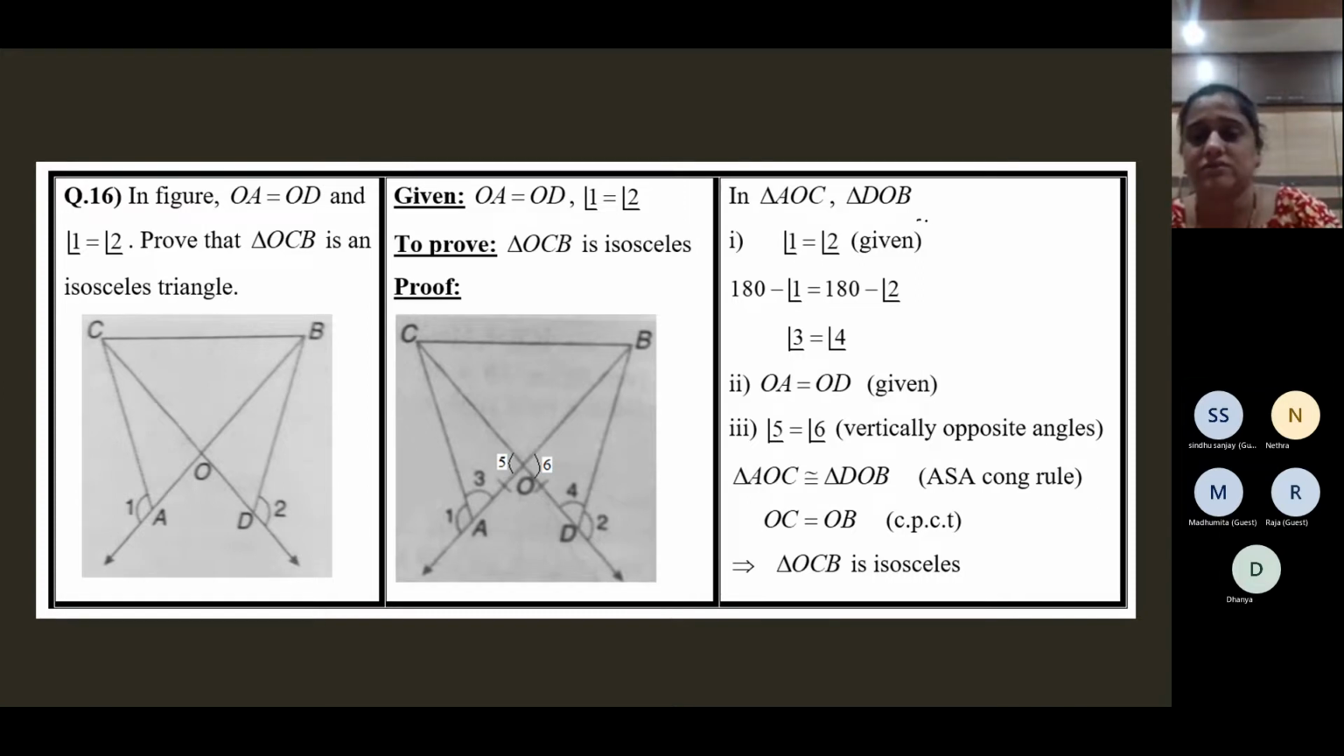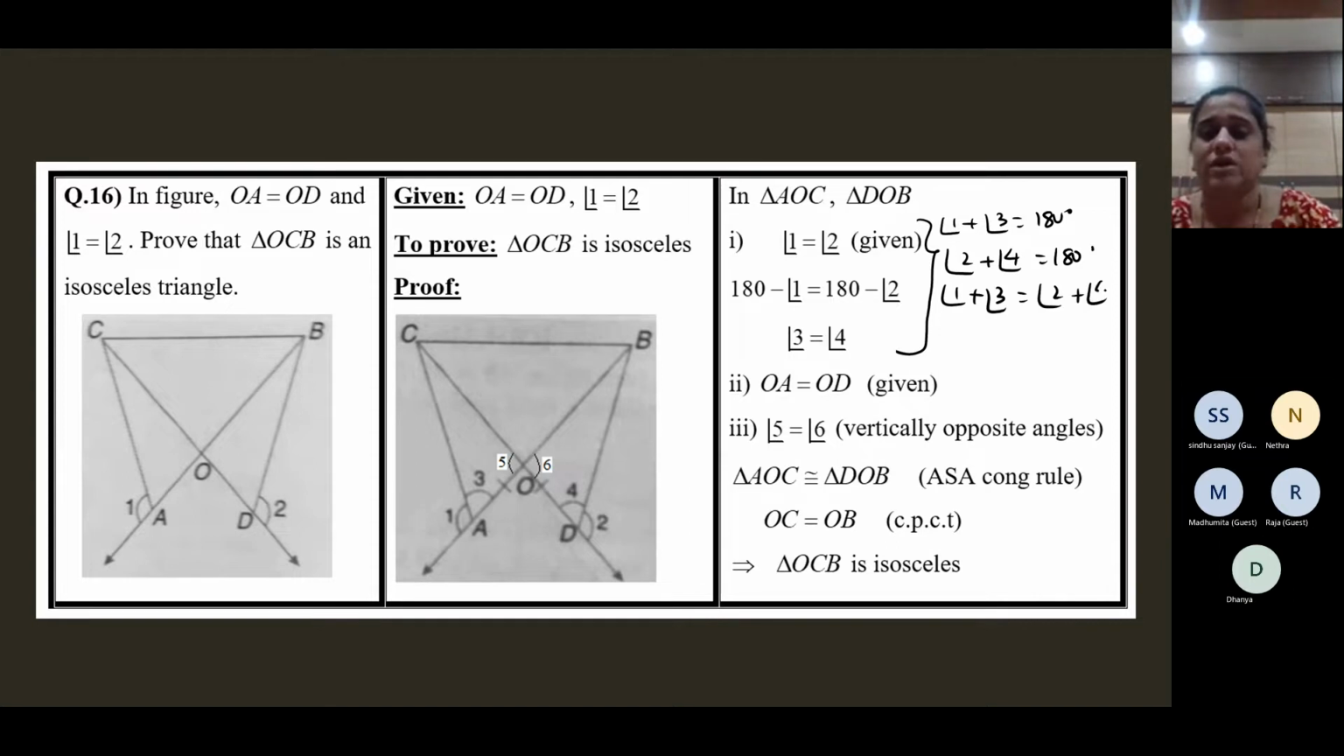See, you can do it like this, or what you can do is angle 1 plus angle 3 is equal to 180, linear pair. Angle 2 plus angle 4 is also 180, linear pair. So we have angle 1 plus angle 3 is equal to angle 2 plus angle 4. But we know that 1 is equal to 2. You can replace 2 with 1 because 2 and 1 are equal. So angle 1 plus angle 4. Now we cancel out angle 1 on both the sides and we get 3 is equal to 4. You can also do it like this or this.